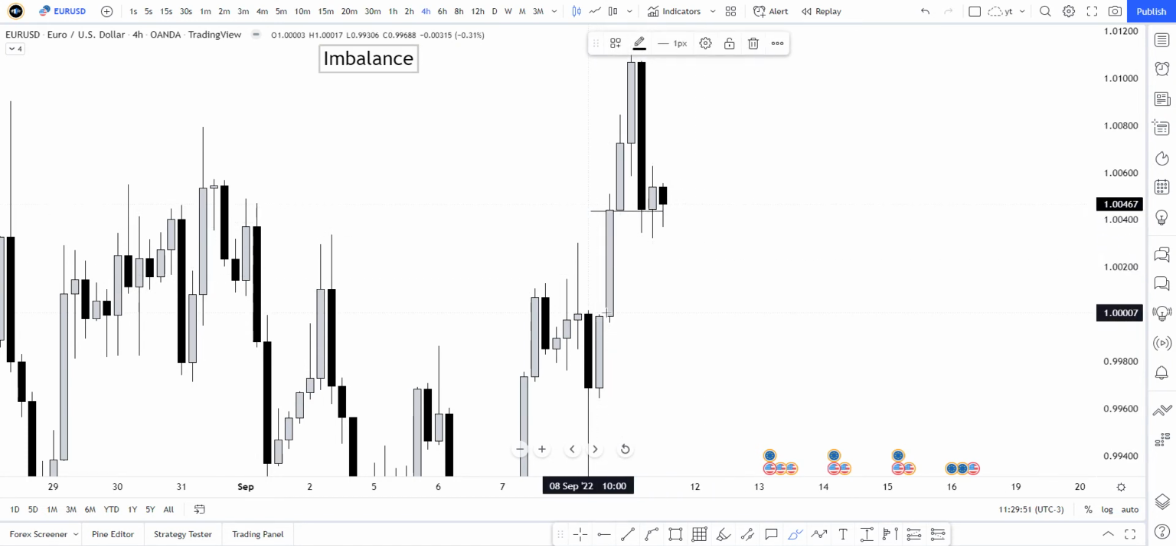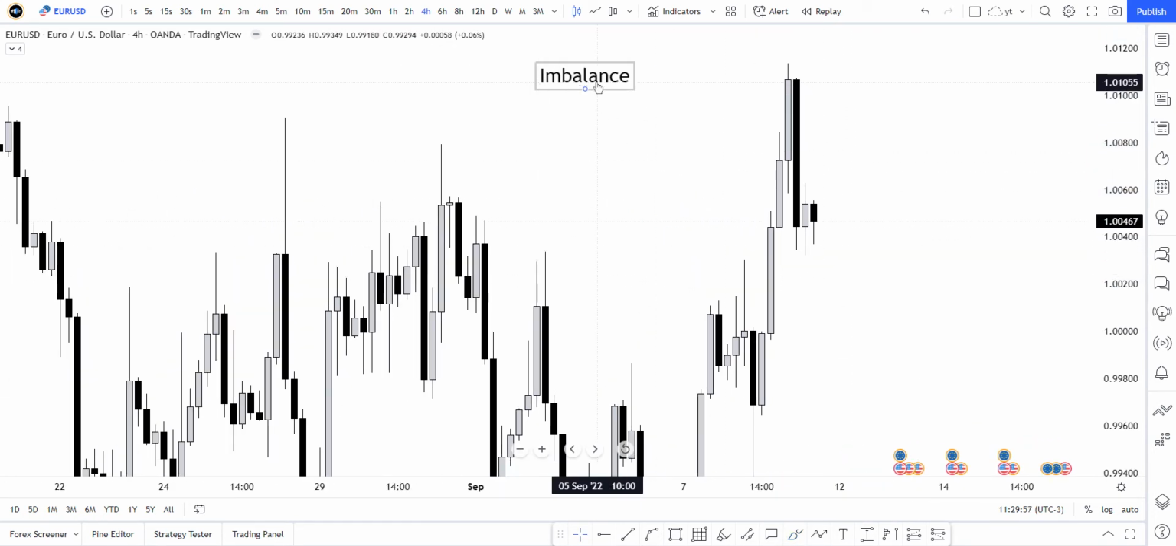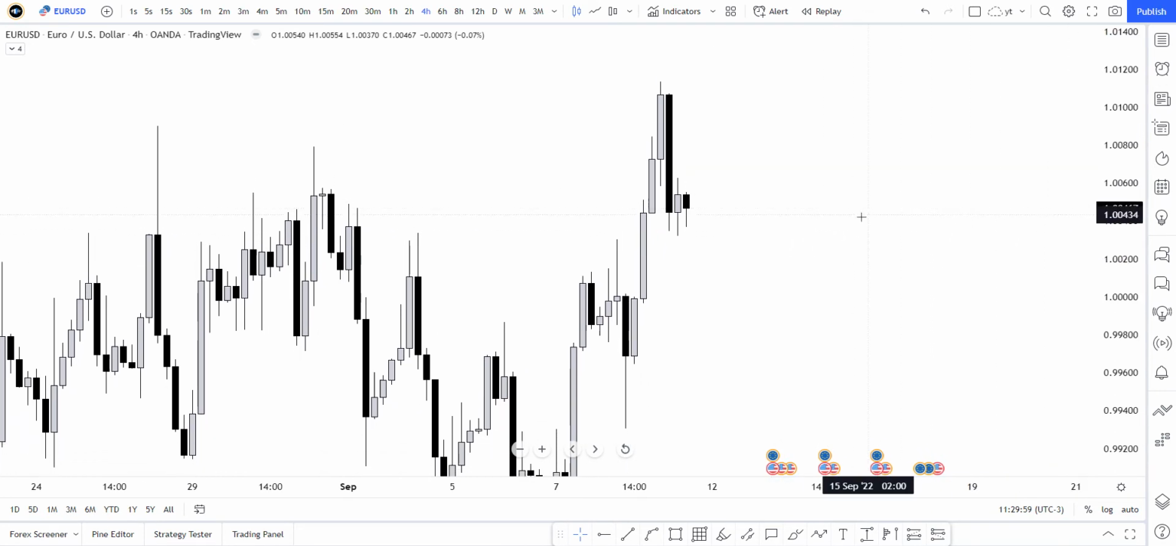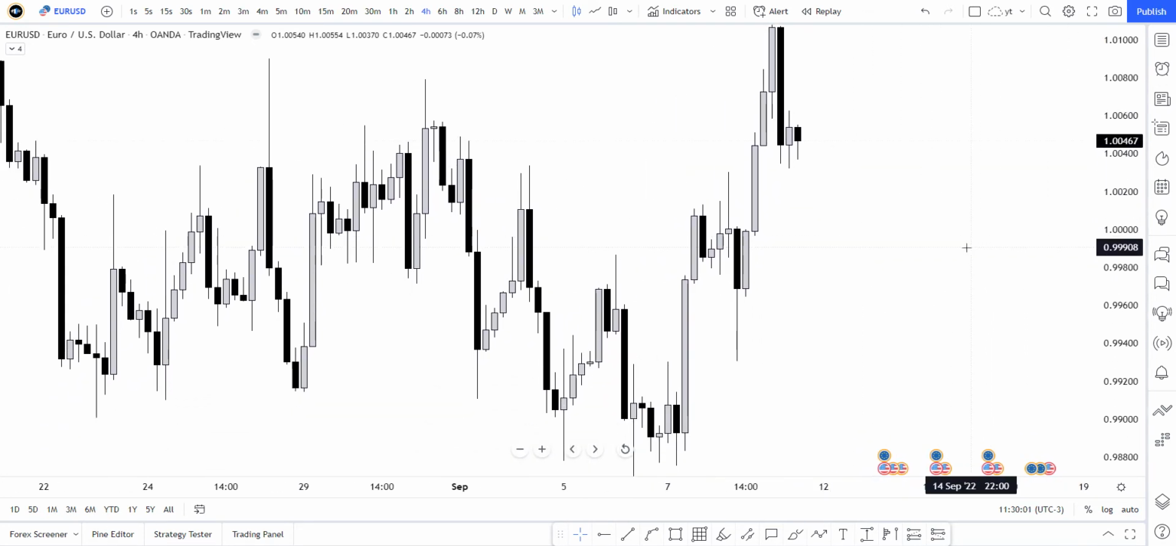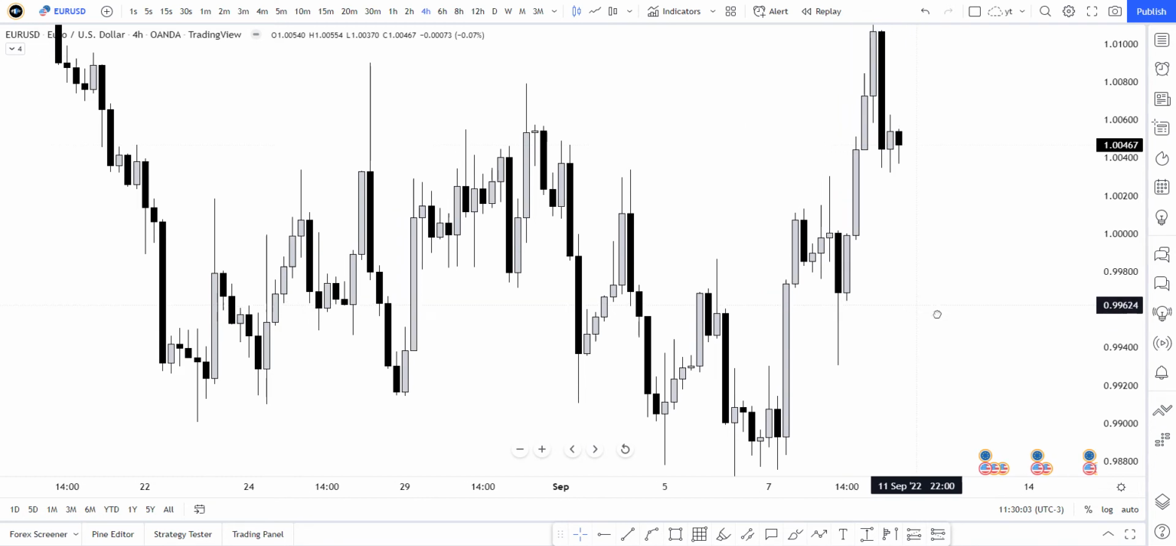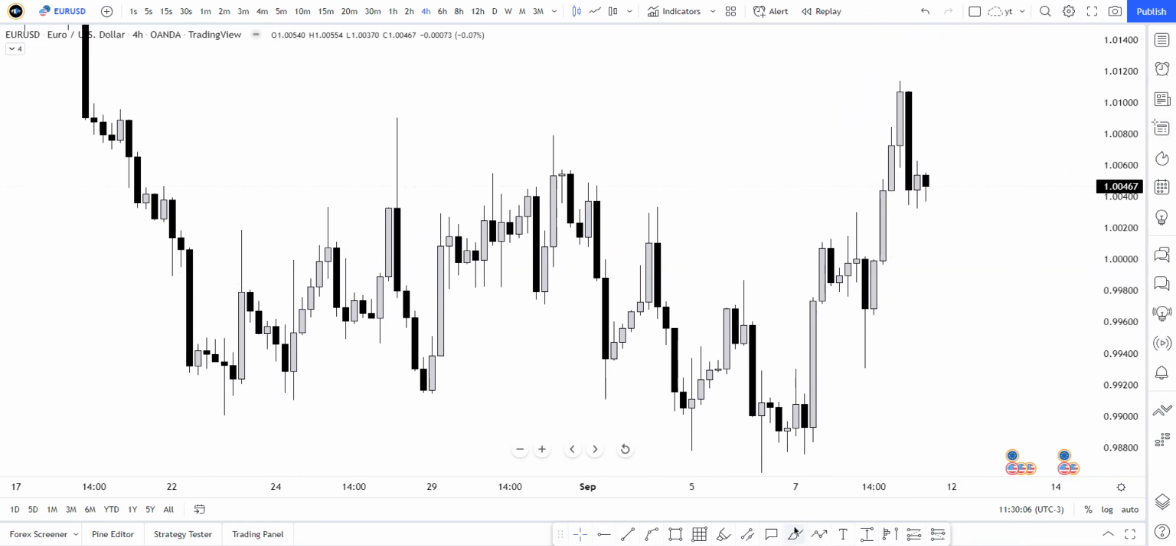Now, more likely than not, do you know what we are going to do? As you can see, we already kind of are filling the imbalance, but we have a big chunk of it. So I think this is going to be the case that we're going to move. But again, this is obviously just my own opinion. But now, how can you use imbalance?